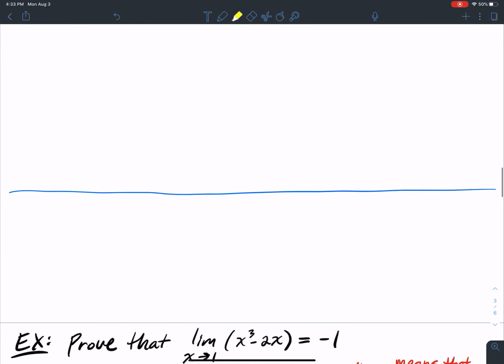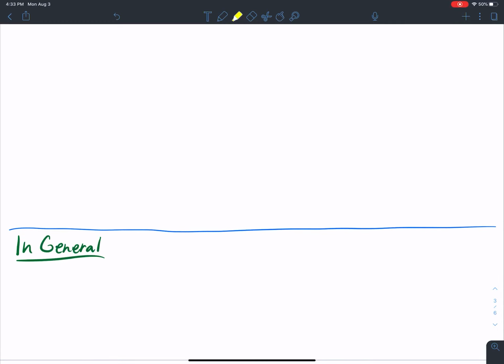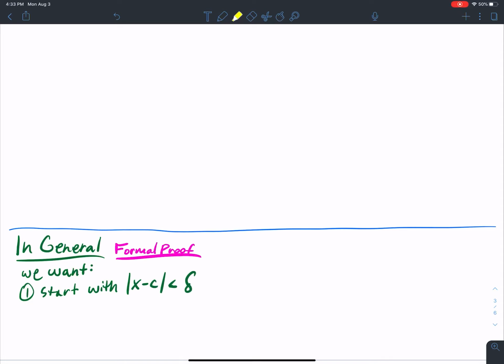Proving something is a lot easier than just saying it. So I'm going to give you a step-by-step how to work through these types of problems, okay? In general, for the formal proof part, we want to start with some |x - c| less than delta. Remember, this is the formal proof. And then I want to conclude that if that is the case, then the distance between f of x and L is less than epsilon. That's what I want to prove.